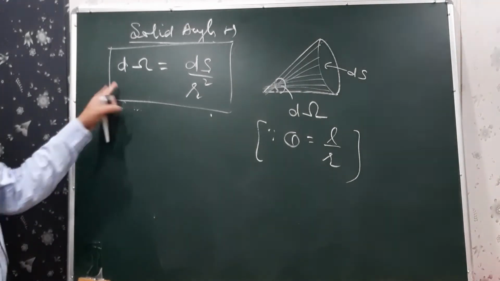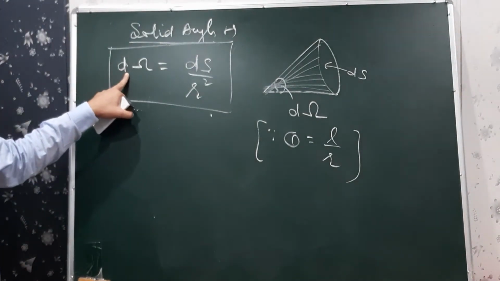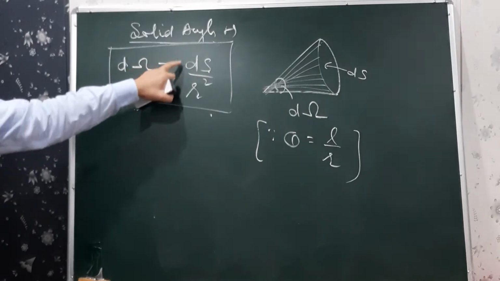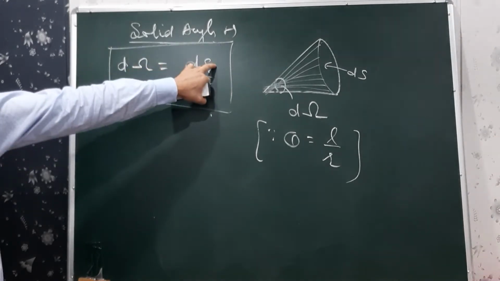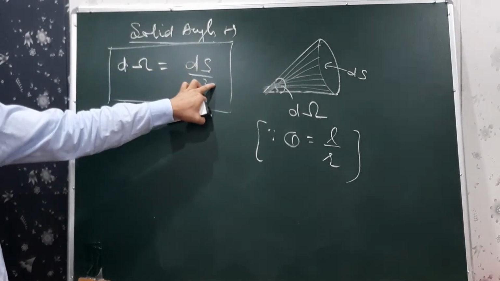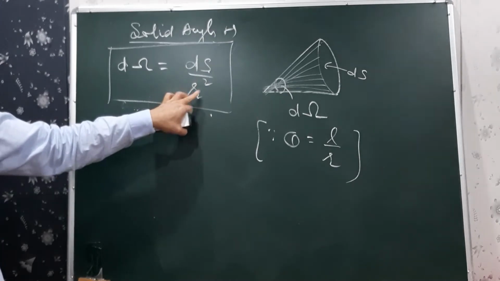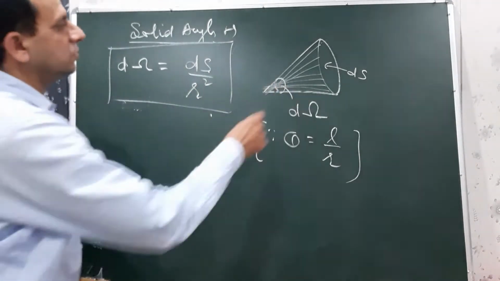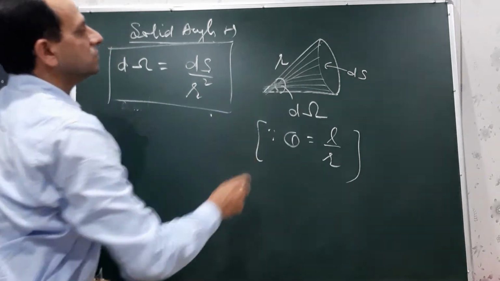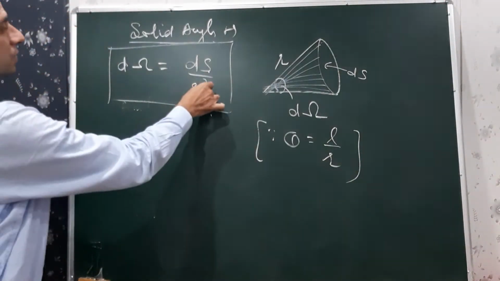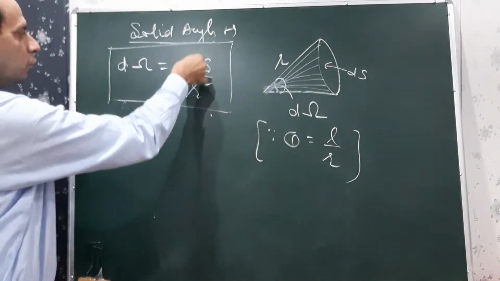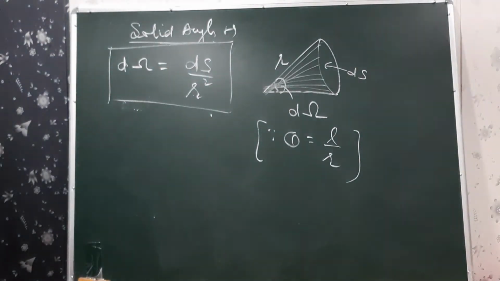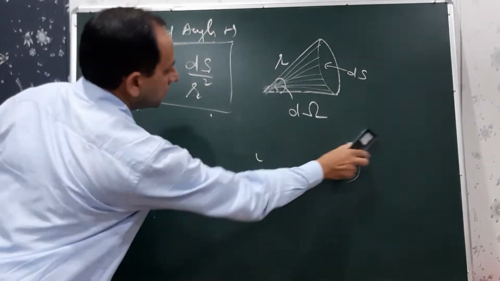So, we may define solid angle as the ratio of surface area to the square of radius. From this figure, this is ds and this one is r, the radius. So, the square of radius and ds, the area, the ratio of both is called solid angle. So, this is the small solid angle.